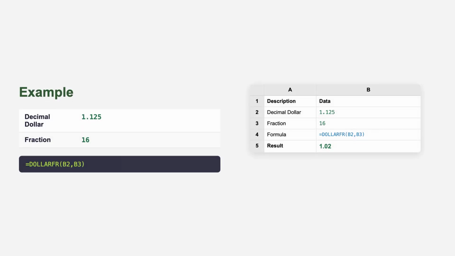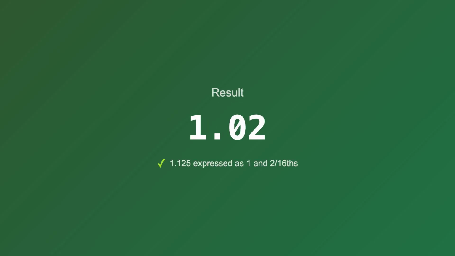Here's an example. We have a decimal dollar value of 1.125 and a fraction denominator of 16. The formula is DOLLARFR of B2, B3. Since 0.125 equals 2/16, the result is 1.02. The DOLLARFR function returns 1.02. This means 1 and 2/16. With a fraction of 32, the same decimal 1.125 would return 1.04, meaning 1 and 4/32.